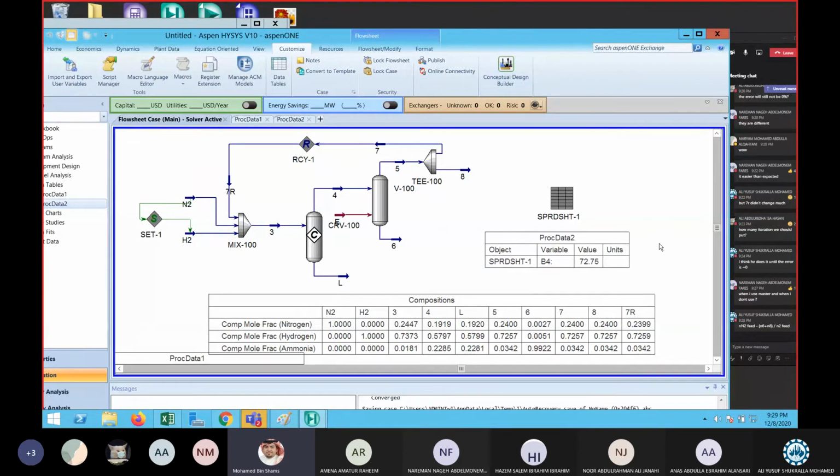Okay, let me ask you a question guys. How can I make the 72.75, which is the overall conversion, bigger? How can I make it bigger? Any idea?